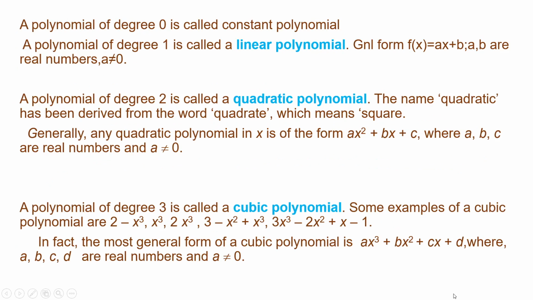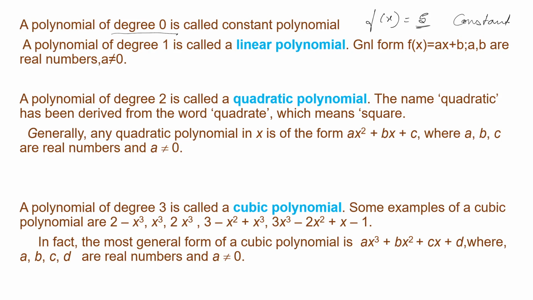Next, a polynomial can have any degree. If it has degree 0, what is the meaning? There is no variable at all. The polynomial is like this: f(x) = 5. That means it is just a constant.